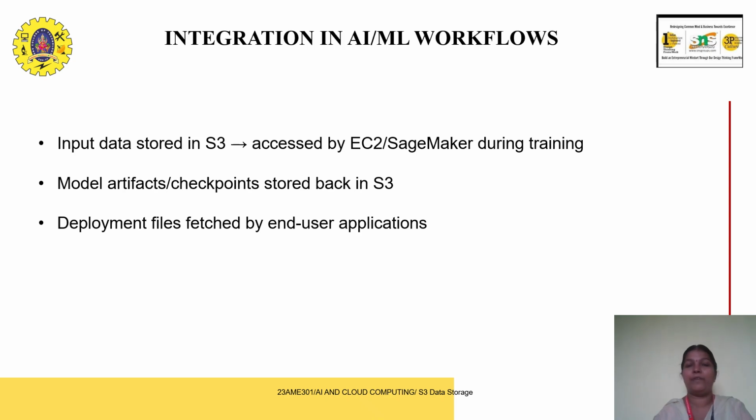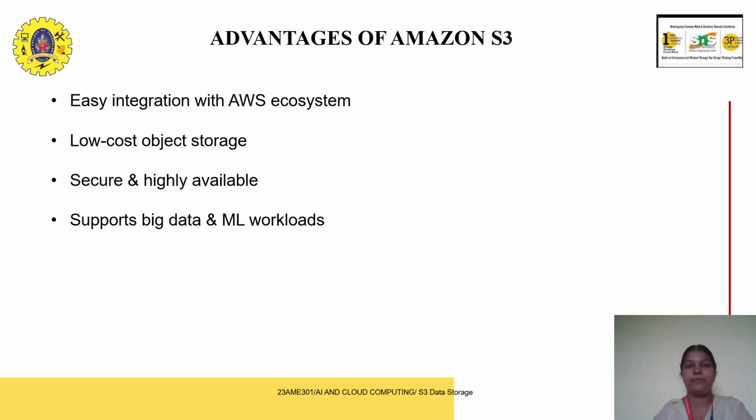Integration in AI/ML workflows. The input data will be stored in S3 and it will be accessed by EC2 instances and also SageMaker during training. Then and there, the model artifacts or checkpoints will be stored back in S3. Then these files will be taken by the end user applications for deployment. Advantages of Amazon S3: it easily integrates with the AWS ecosystem. It is low cost object storage. It is secure and highly available. It also supports big data and ML workloads.